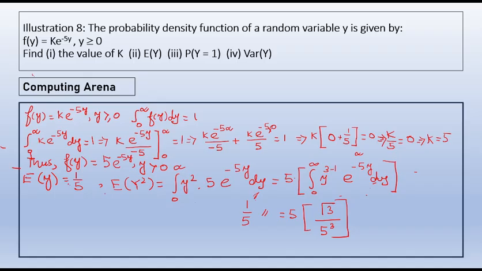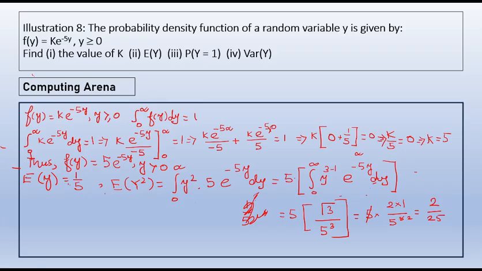So this is the expression. This 1 by 5 is from the previous computation. So this is equal to 5 into, then 5 cube is there, and this is 2 factorial. So 2 factorial is 2 into 1 and divided by 5 cube. So one of these 5 will get cancelled, so this will become 5 square. So you have 2 into 1 is 2 divided by 25. So that is your expectation of y square.